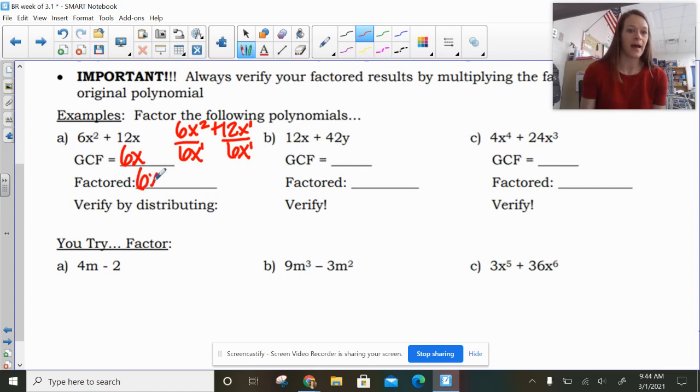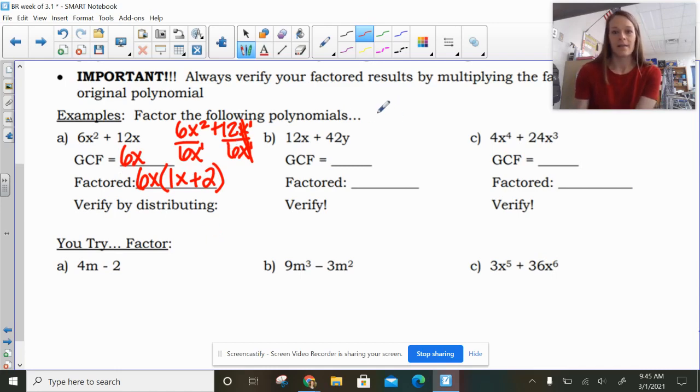So the 6x to the first is my GCF. Now, when you factor that, you divide your coefficients. So 6 divided by 6 is 1. And when you divide variables, you subtract the exponents. So x squared divided by x to the first, 2 minus 1, gives just an x. 12 divided by 6 is 2. And then x to the first and x to the first will cancel. So that will be my greatest common factor, 6x, and then this is the answer factored out.